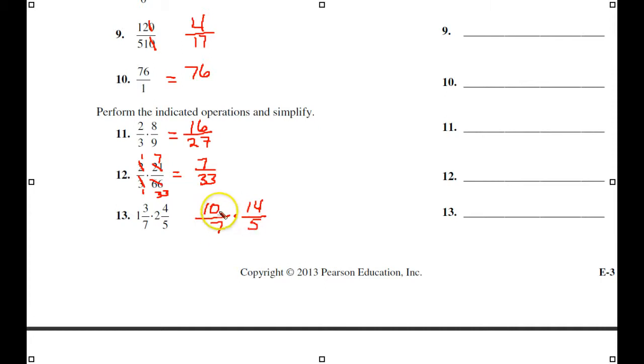Now that we have it as improper fractions, we can cancel out. 5 will go into there once, 5 goes into there twice, 7 goes into there once, 7 goes into there twice, and we multiply our numerators, which is 4 over 1. We don't write the ones.